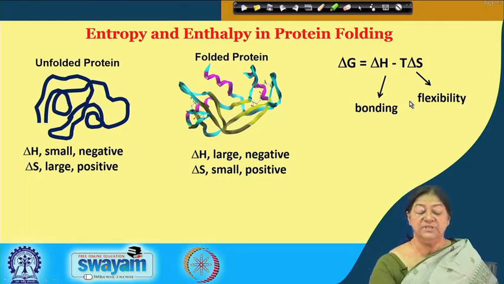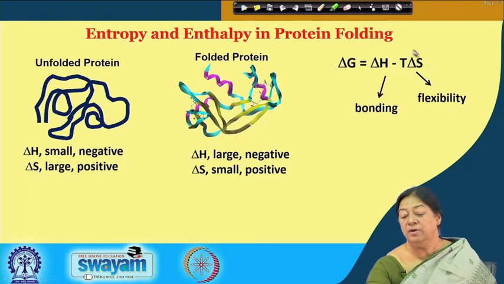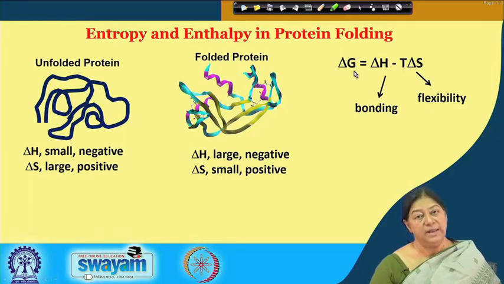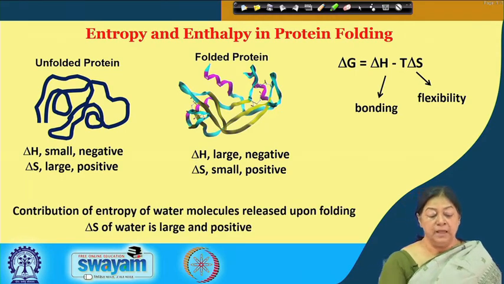Now, what happens is, because the delta H is large and negative, it over-compensates the positive delta S here, making the delta G overall negative, which is relatively a small quantity, but nevertheless spontaneous in nature. Now, the contribution of entropy of the water molecules that are released upon folding renders the delta S of water large and positive.